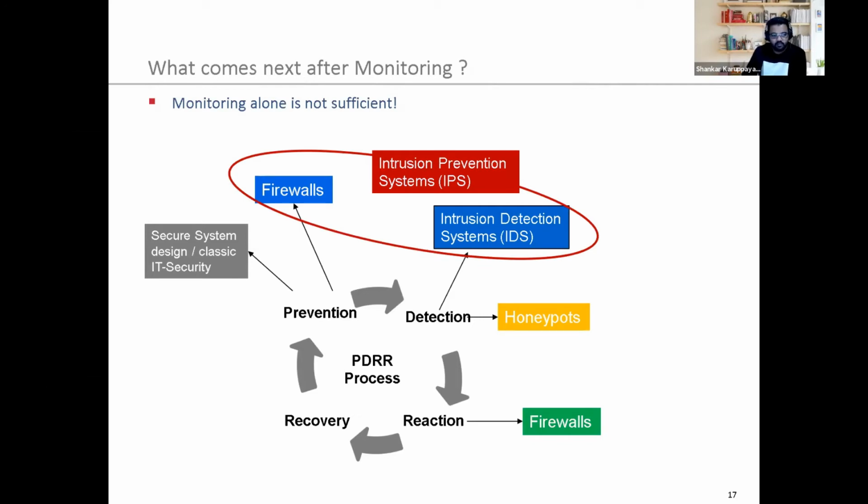Now, for the firewalls and intrusion detection system, the implementation of firewalls itself requires two components. Under the reaction category, the firewalls require two features, which is to prevent as well as to detect. And that's where intrusion prevention system, or IPS, comes into the picture.